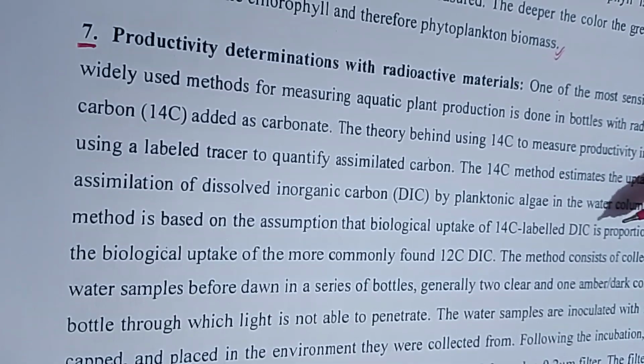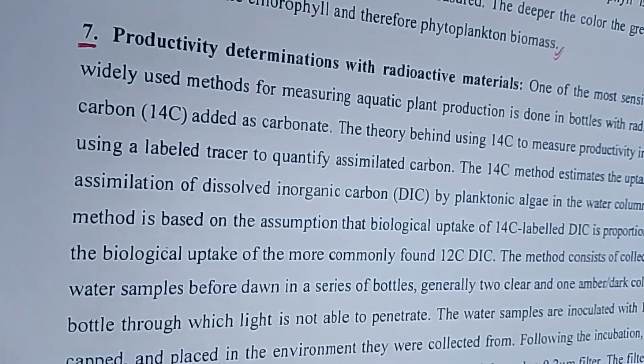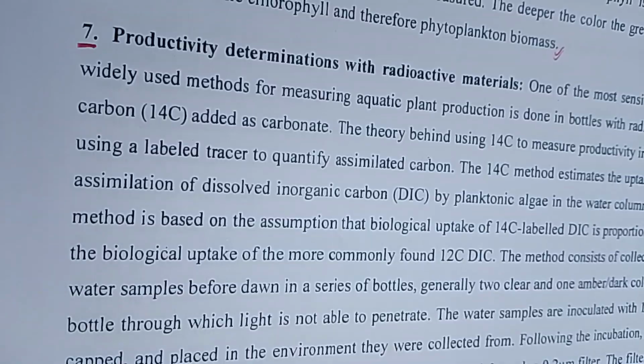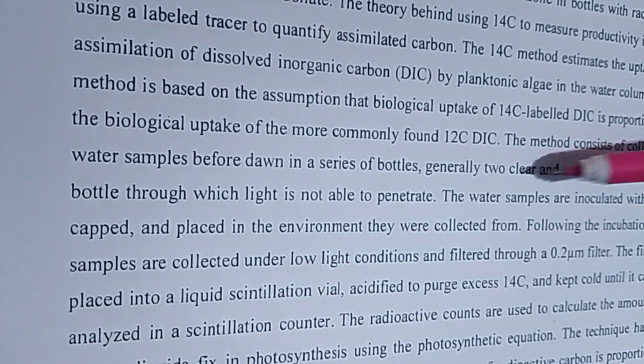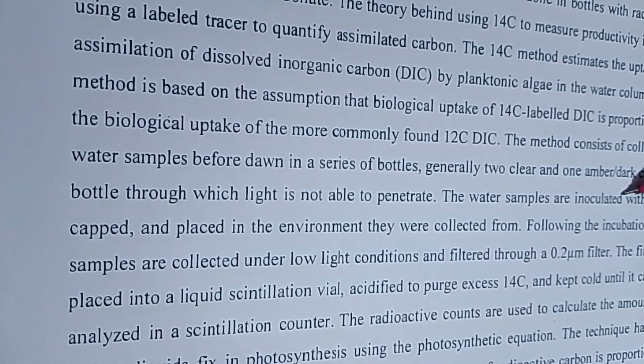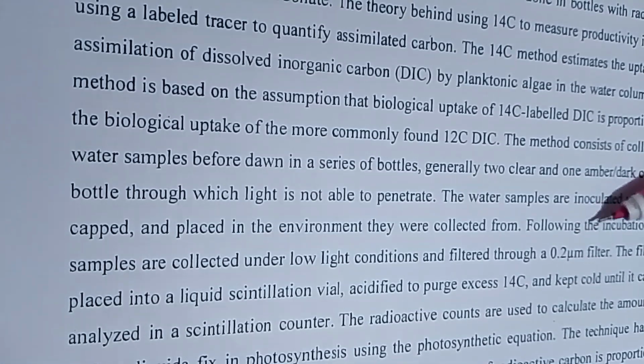The method is based on the assumption that biological uptake of 14C-labeled DIC is proportional to the biological uptake of the more commonly found 12C DIC. The method consists of collecting water samples in a series of bottles, generally two clear and one amber or dark colored bottle, through which light does not penetrate. The water samples are inoculated with 14C, capped, and placed in the environment they were collected from.